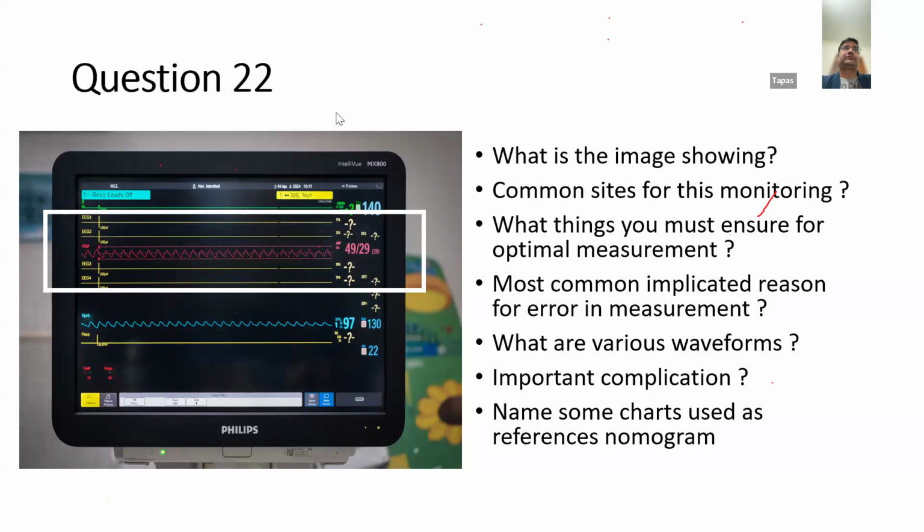UAC, radial, posterior tibial. Okay. What are the various waveforms seen in this case? In any arterial BP? Waveforms. Okay, complications.